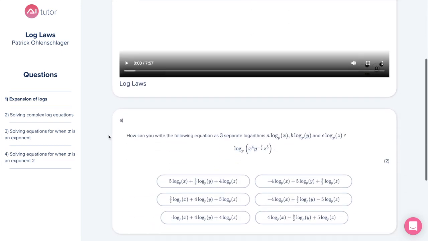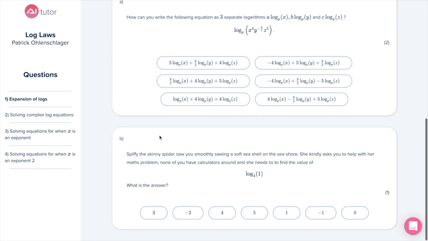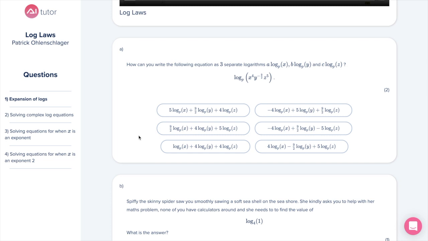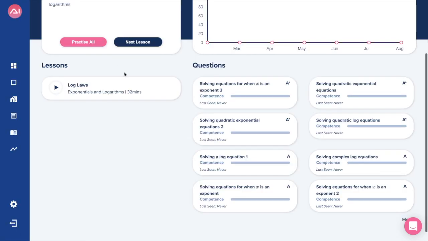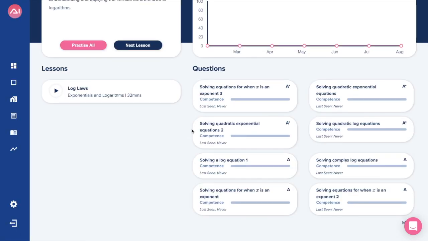And down below, you'll see that there's also questions that you can answer to help further your understanding. And the videos are really good. The videos are really well explained. So if we go back, if you feel more comfortable with a topic, you can start by just having a go at some of the questions.